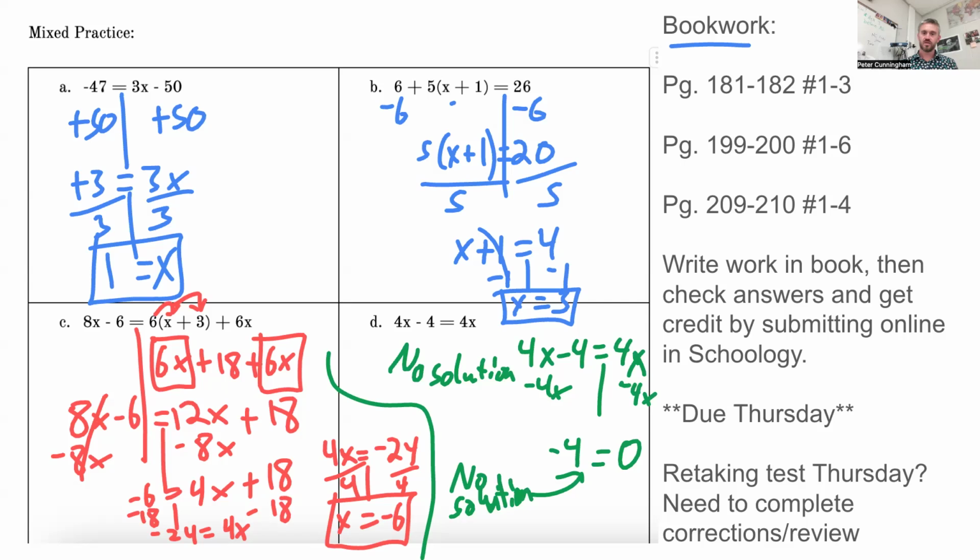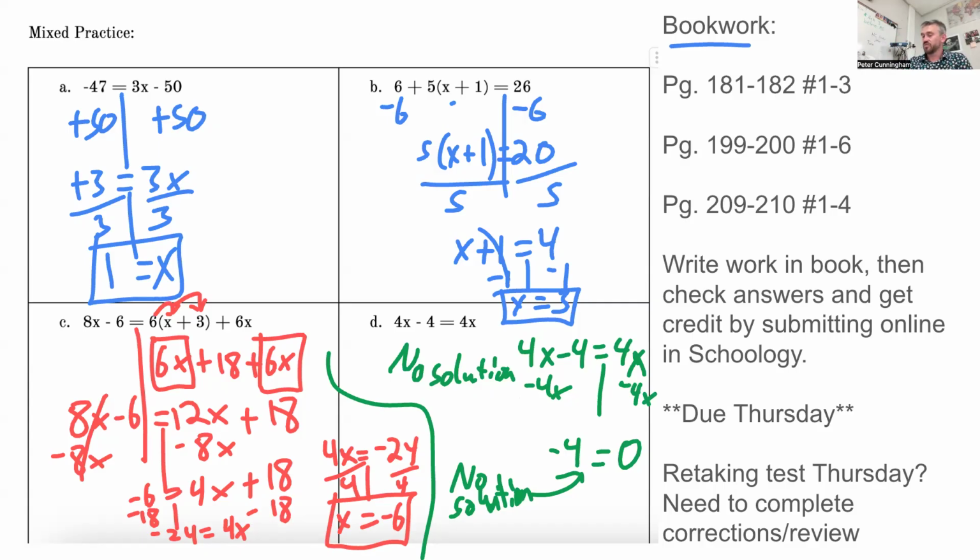So all that practice should help you finish this work, page 181 through 182, 199 to 200, and 209 to 210. All that work in your book, hard work in your book, is going to pay off when you put in those answers online, and then you'll get your credit. Check the ones you got right. Double check, and if you got them wrong, do them again. You've got 2 ways to check, right?